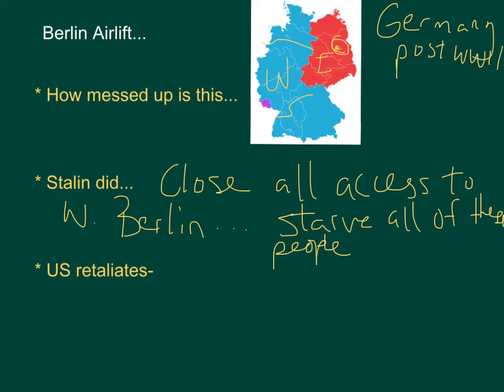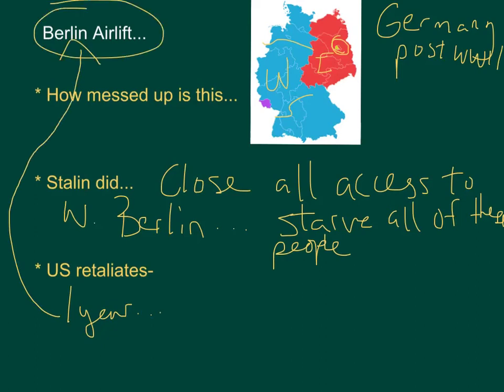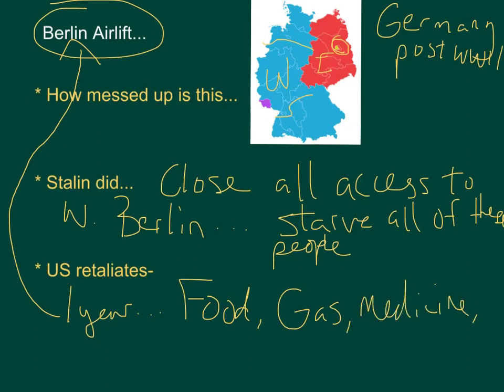So the US retaliates. And how did they do that? Well, for just short of 1 year, we create the Berlin Airlift. And what the Berlin Airlift does is we literally flew supplies. We flew food. We flew gas. We flew medicine. We flew water. And we literally dropped these supplies into West Berlin.